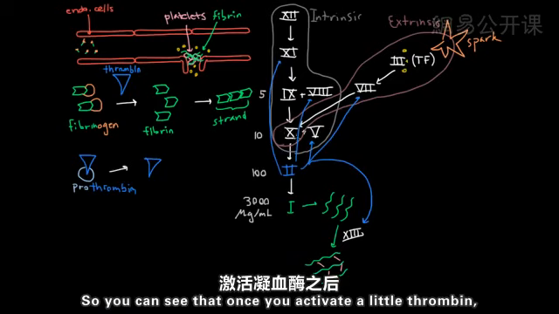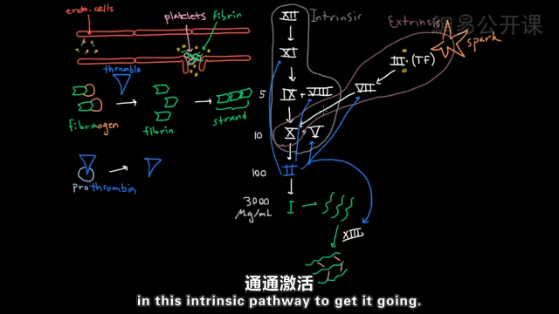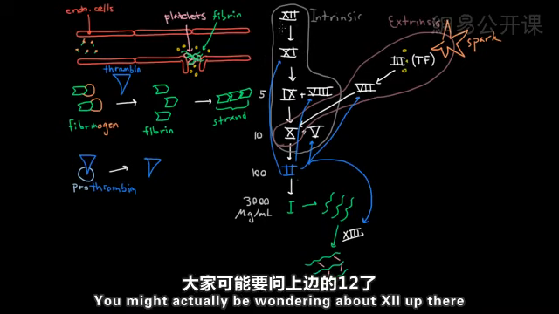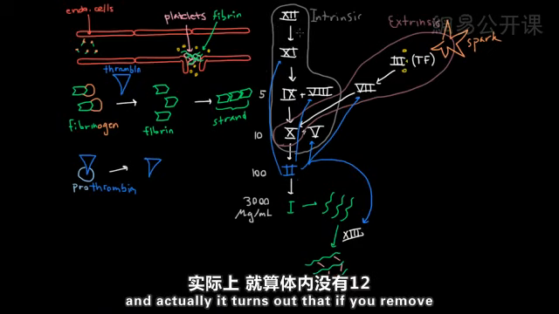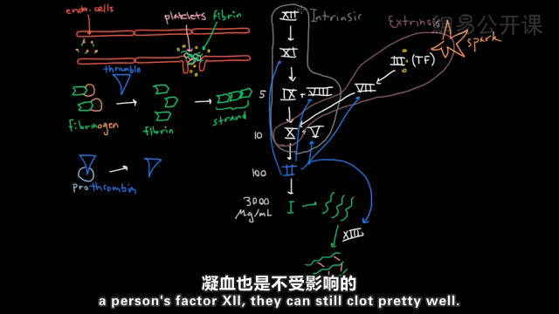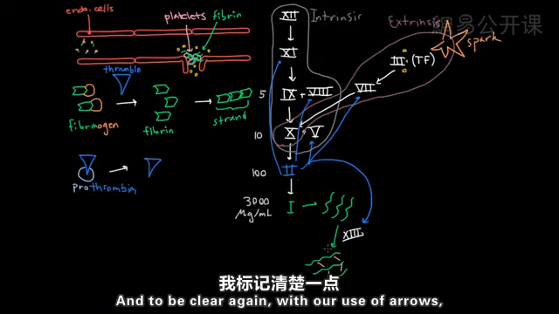So you can see that once you activate a little thrombin, it's going to activate all the necessary things in this intrinsic pathway to get it going. And you might actually be wondering about 12 up there, because thrombin is not hitting it. And actually it turns out that if you remove a person's factor 12, they can still clot pretty well. And so it's clear that 12 is not a totally necessary part of this intrinsic pathway.